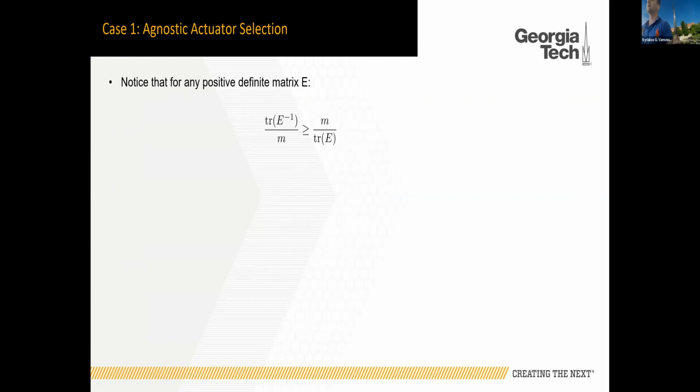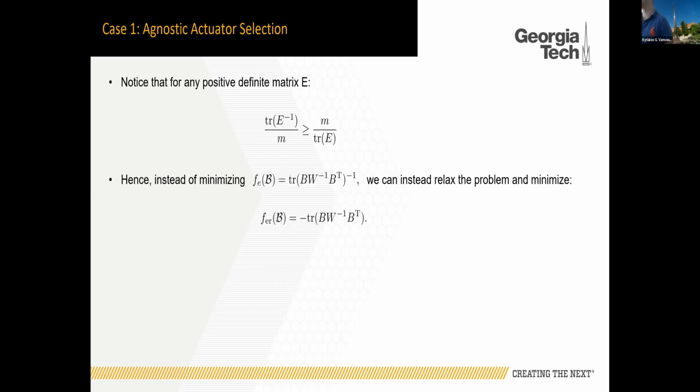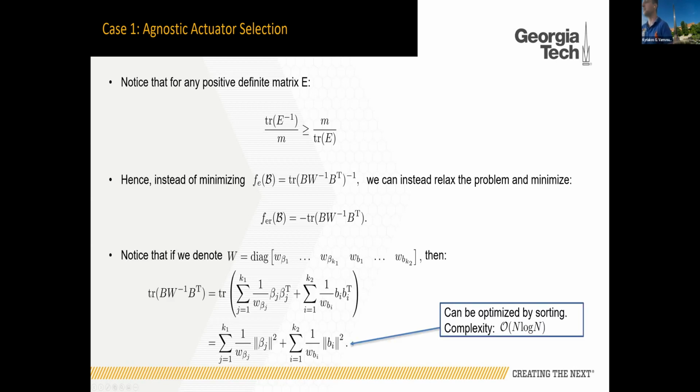Now, because this is very agnostic, for any positive definite matrix E, I can show that I have this inequality. Then instead of minimizing the trace that you saw before, we can relax the problem and minimize this thing over here. The only difference you see here is just a minus sign and not an inverse. Let's see what we can do here. Now we can play with some things there. I can define some numbers. So this can be optimized by sorting, and the complexity is reduced to n log n.